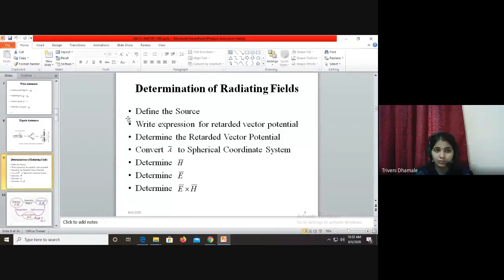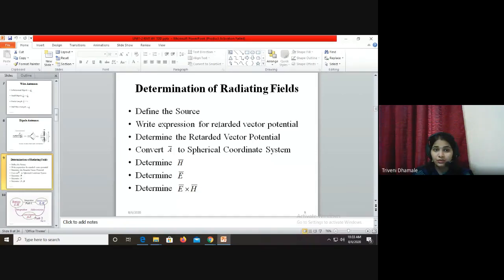Okay. Now, whatever the wire antennas, we have seen these four types of antennas: infinitesimal, small, finite, and half wave dipole. For these wire antennas, there is an analytical treatment, that means for the determination of the radiating field. Now in this unit, this four-dipole analysis is there. So for that, first define the source.